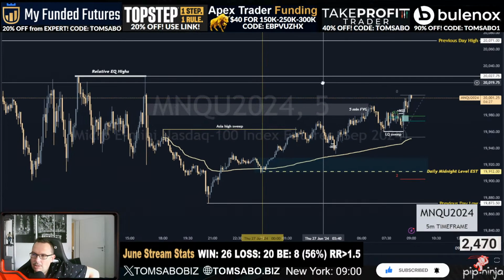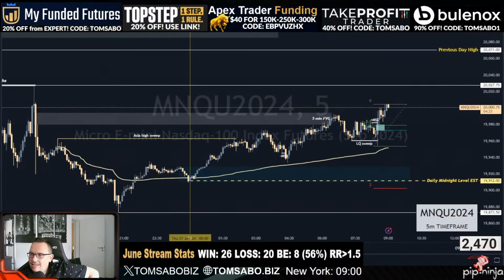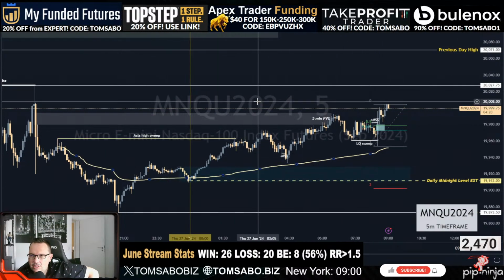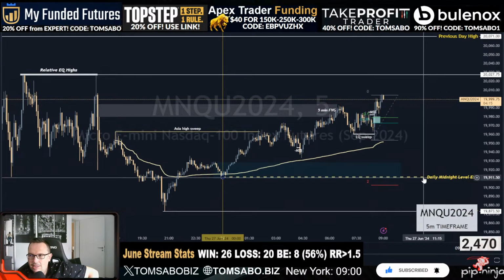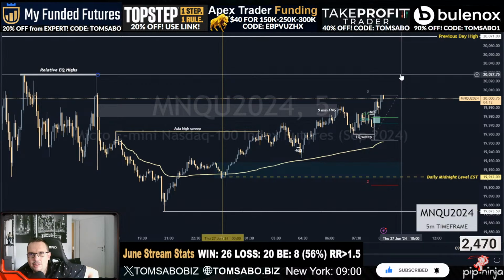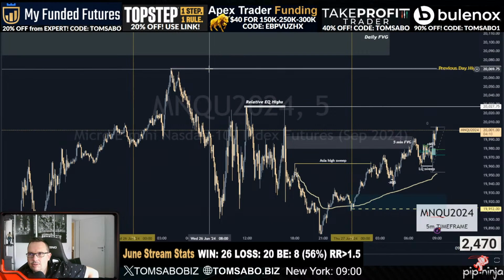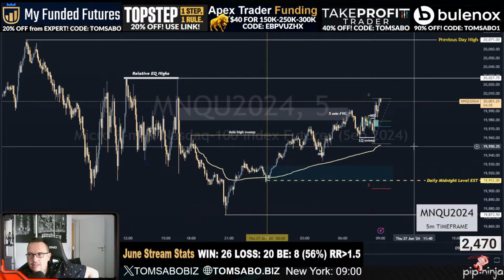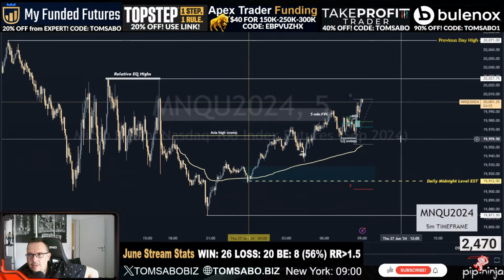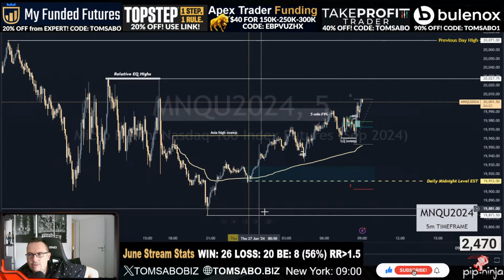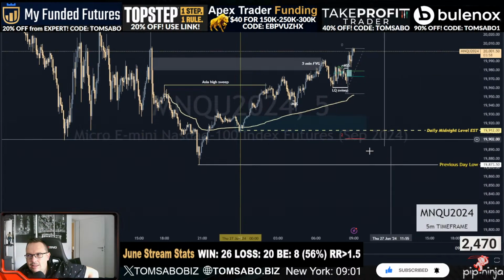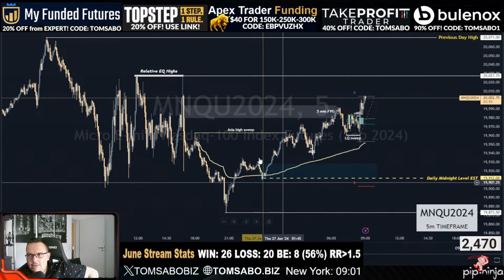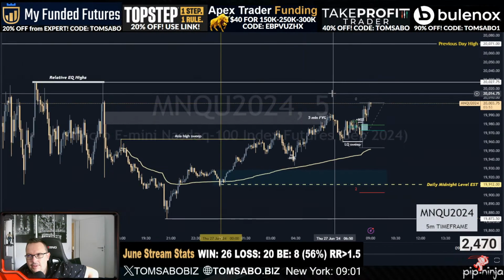Gabor is asking what indicators I use. Basically nothing. Practically only the VWAP. The lines here that you see, I put them here manually. I just draw a line every morning manually. This vertical line and the three lines with the previous day high, daily midnight level, and the previous day low. Everything is manually put here every day.